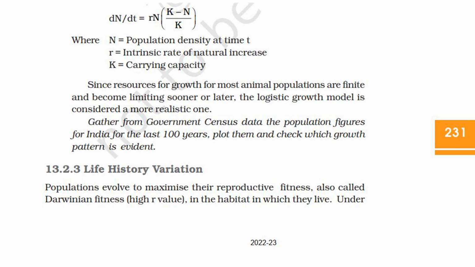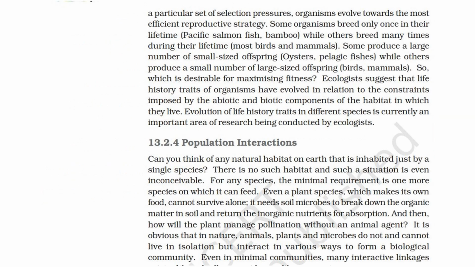Life history variation. Populations evolved to maximize their reproductive fitness, also called Darwinian fitness (high r value), in the habitat in which they live. Under a particular set of selection pressures, organisms evolve towards the most efficient reproductive strategy. Some organisms breed only once in their lifetime, Pacific salmon fish, bamboo, while others breed many times during their lifetime, most birds and mammals. Some produce a large number of small-sized offspring, oysters, pelagic fishes, while others produce a small number of large-sized offspring, birds, mammals. So, which is desirable for maximizing fitness?